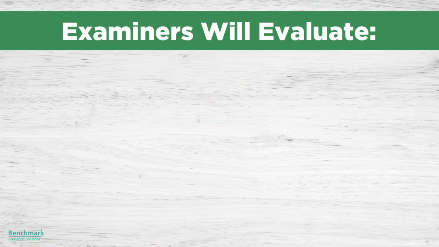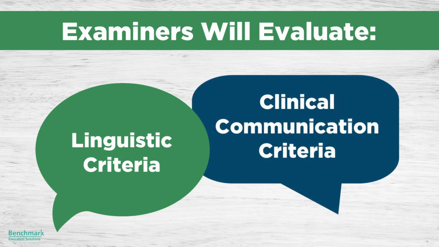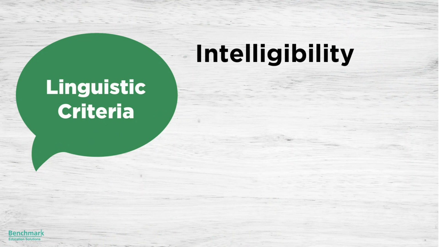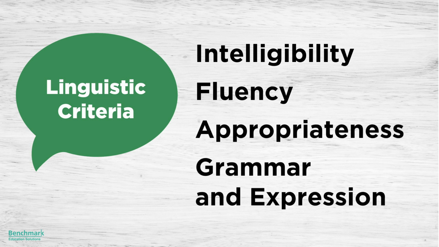When examiners evaluate your OET speaking test, they will look at these two areas: linguistic criteria and clinical communication criteria. In this video, we're going to look at the linguistic criteria. These are the language skills that you've learned and practiced over time. There are 4 parts to the linguistic criteria rubric: intelligibility, fluency, appropriateness of language, grammar and expression.